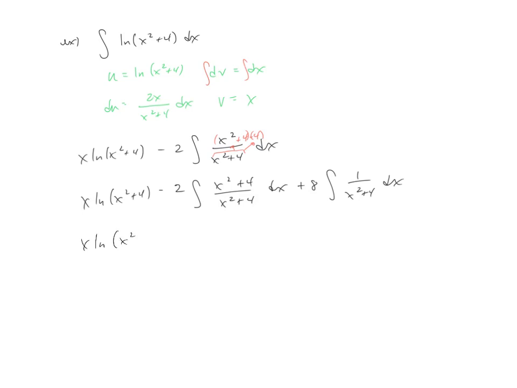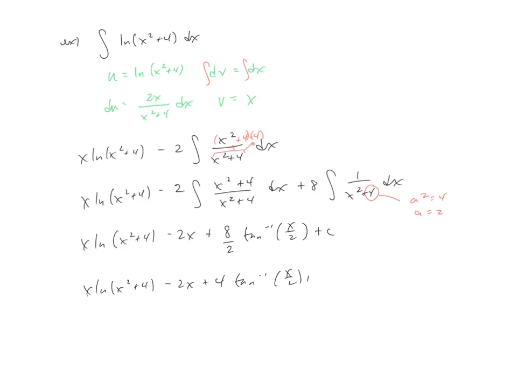So x natural log x squared plus 4 minus 2x. And then for this last one right here, this is going to be a 1 over 2 inverse tan of x over 2, right? Our a value in this particular case: a squared equals 4, therefore a equals 2. So using our inverse tan function, that's going to be an 8 over 2 inverse tan x over 2 plus c. And then my final step is just to clean it up a small bit. We'll say that's plus 4 inverse tan x over 2 plus c.